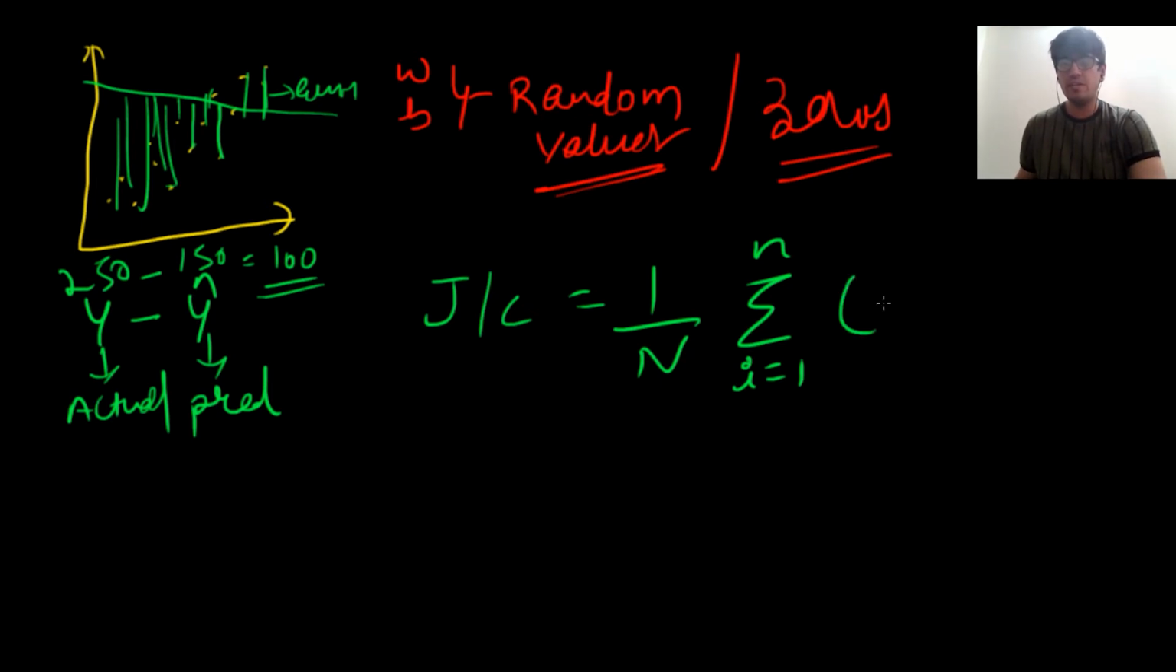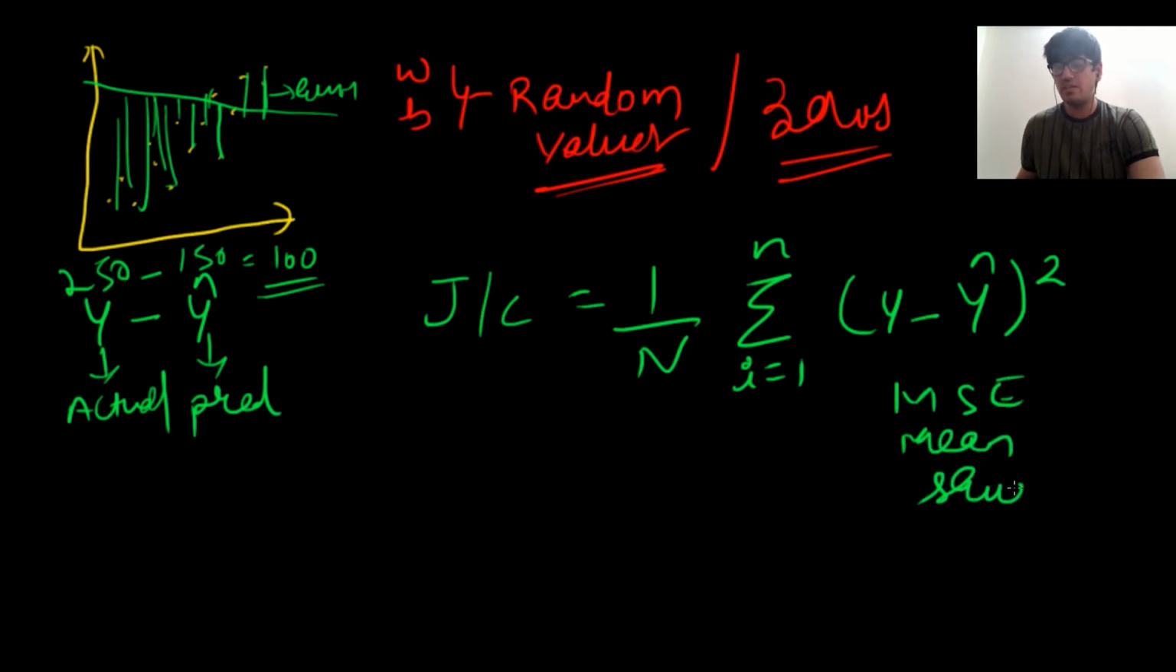You need to find (y minus y hat) the whole square. The reason we are squaring is because we need to take care of the negative values. For these values here, we'll get a positive term, but for these values, we'll get a negative term. To handle that, we're just squaring, and then we are dividing by the number of data points. So this formula is nothing but MSE, or mean squared error.